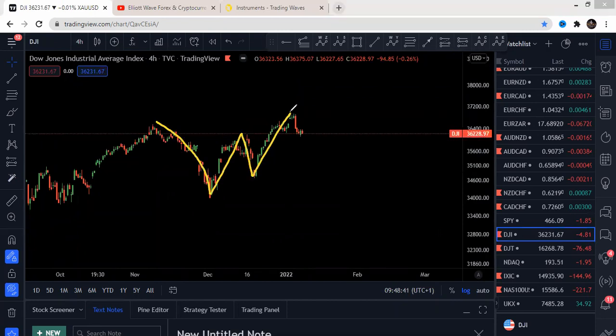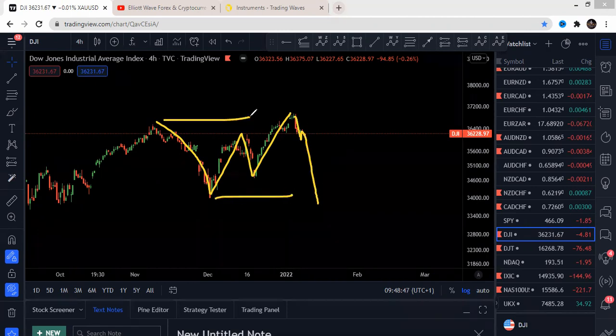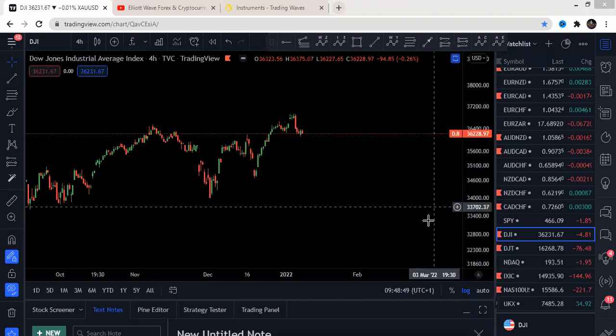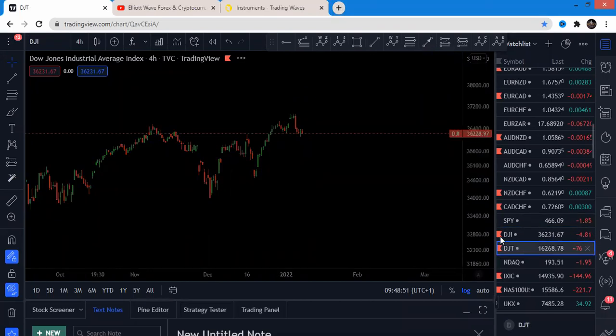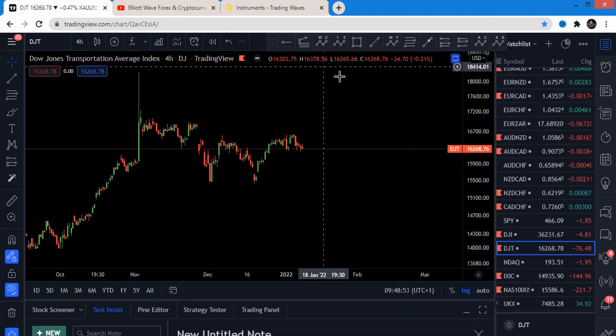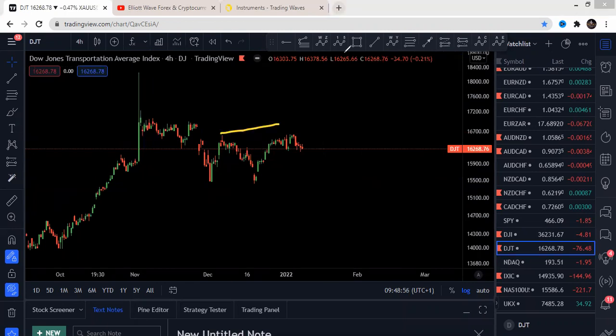It's a three-wave move to the upside. Takes the top. It would not be surprising to see the Dow Jones Industrial come back down to around this level. So that's the Dow Jones Industrial. Transportation: I just want to look at transportation because it's showing a more bearish move than the industrials, to confirm that the indices are going to be bearish in the next coming sessions.